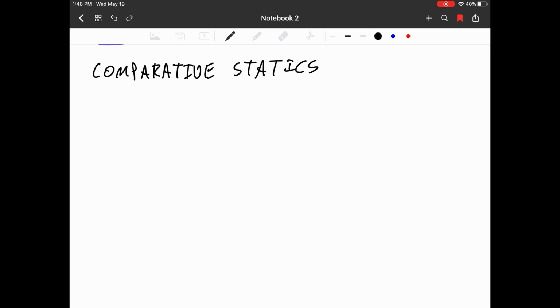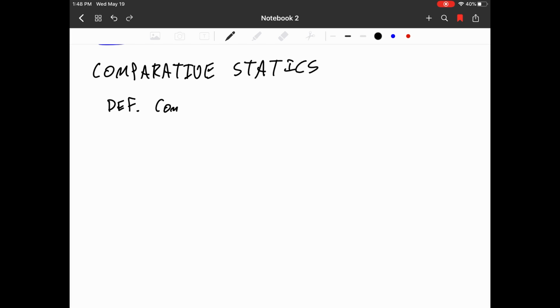So when we change an exogenous variable in demand or supply, one of the curves shifts. The question though is which curve and how. And this is really what comparative statics lets us do. So let's define this.